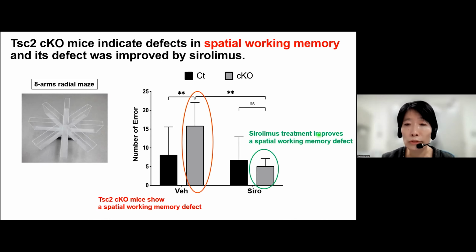This graph shows the number of errors. The cKO mice had predominantly higher error counts. However, Sirolimus-treated cKO mice had a reduced number of errors. This result indicates that TSC2 cKO mice are defective in spatial working memory, and that these defects are improved with Sirolimus treatment.